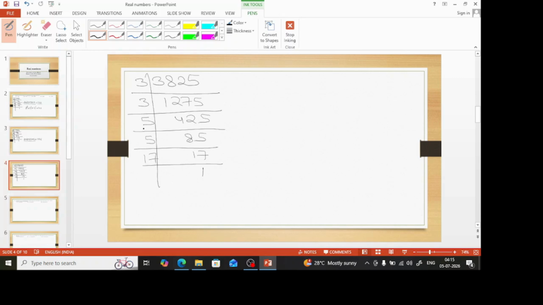5 is divisible by 5. Now 425 divided by 5 we will get 85. 85 again divisible by 5 we will get 17. So the prime factors are 3 into 3 into 5 into 5 into 17, equal to 3825. The prime factors of 3825 are 3, 3, 5, 5, 17.